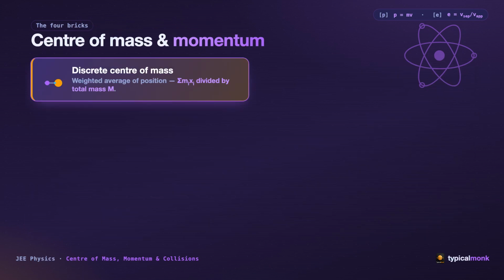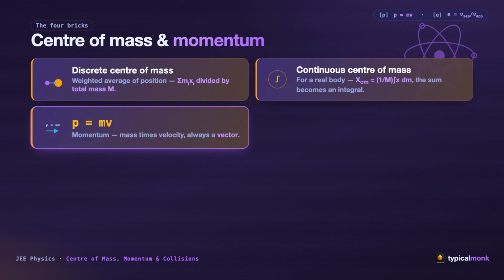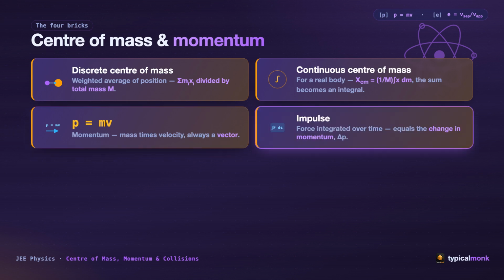Let's lay the 4 bricks we'll build on all class. First, the discrete center of mass, a weighted average of position, mass times position for each piece, added up and divided by the total mass. Second, the continuous center of mass, for a real extended body. That sum becomes an integral, 1 over m, integral of x dm. Third, momentum, mass times velocity, and never forget, it is a vector. And fourth, impulse, force integrated over time, and it always equals the change in momentum. 4 bricks, and today's entire class is built from just these.